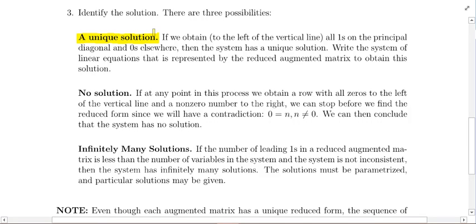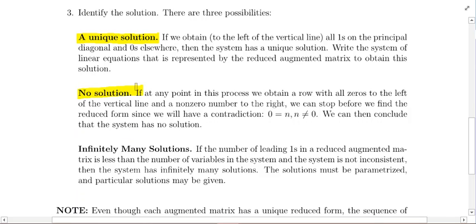So if there's a unique solution, you will be able to achieve your goal of the identity matrix to the left of the vertical bar, and you'll be able to specifically say what x, y, and z are. If you cannot achieve the identity on the left side of the vertical bar, that means there's either no solution or infinitely many solutions.